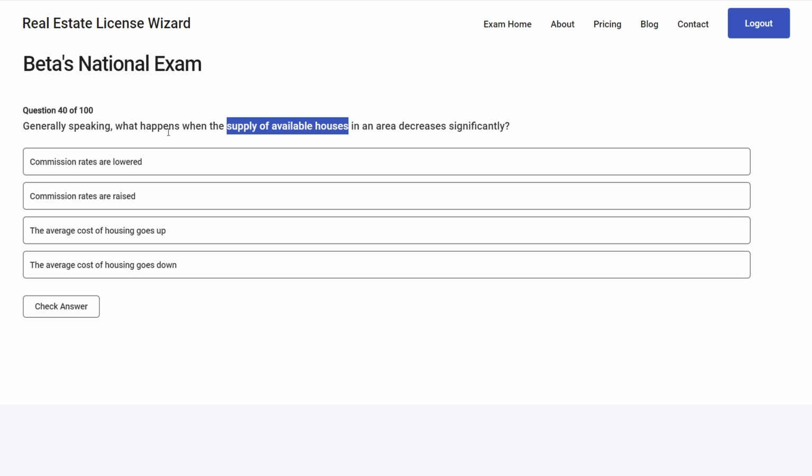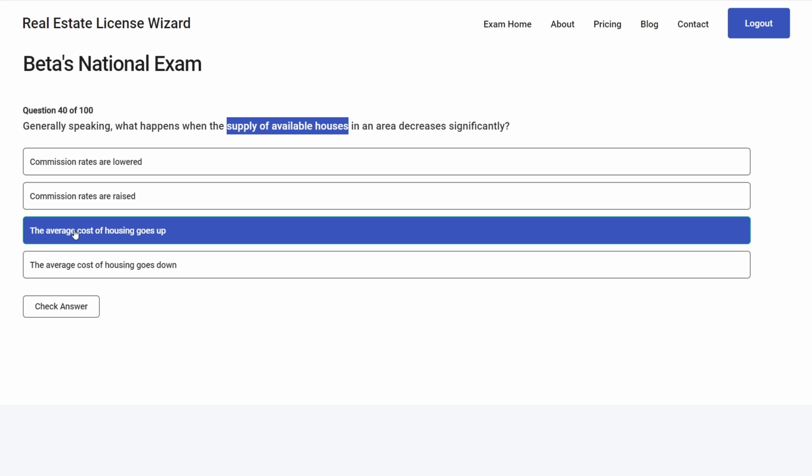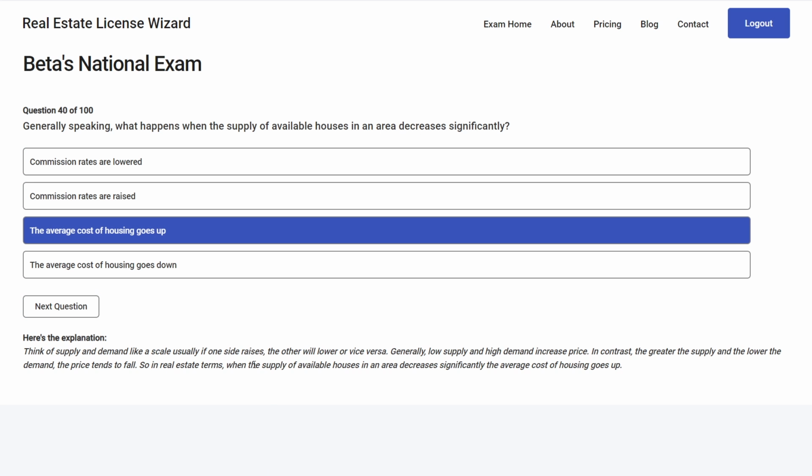And again, in this question, it says generally speaking. So for this one, what happens when the supply of available houses in an area decreases? It would be the average cost of housing goes up because again, it's like a scale. Because the available houses in the area decrease, the average cost of housing increases or goes up. So that's pretty much that one. Again, a little bit of an economics question. You have to know what supply and demand is and fully understand how it works. This is actually one of our new questions that we added within the last year because we noticed there's a lot more questions about economics showing up on these exams. So keep that in mind in the back of your head as we go through these.